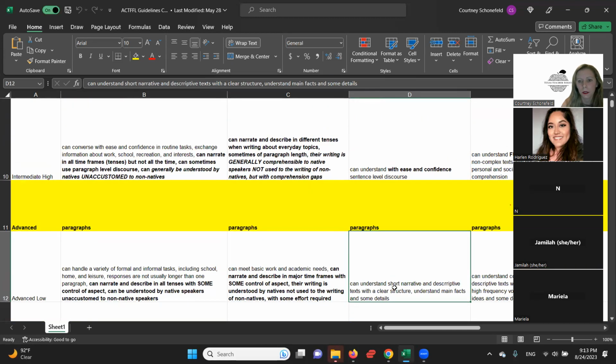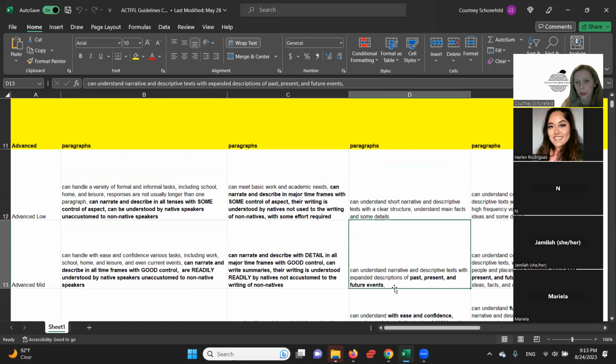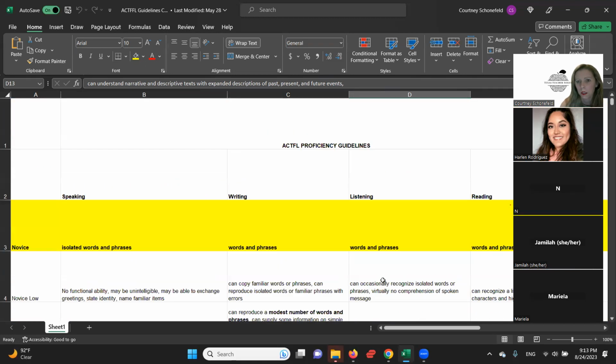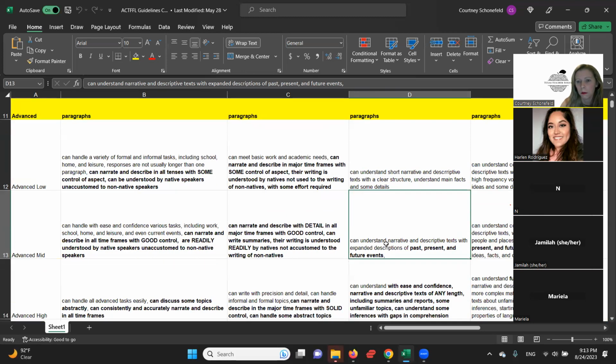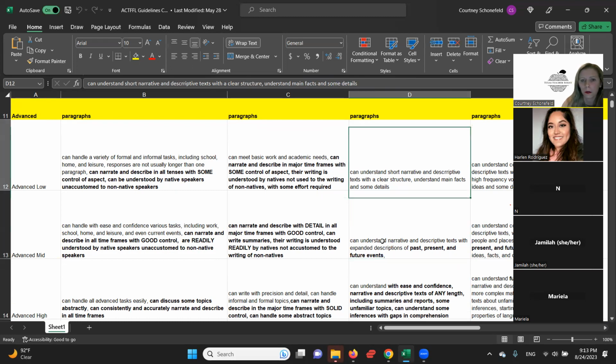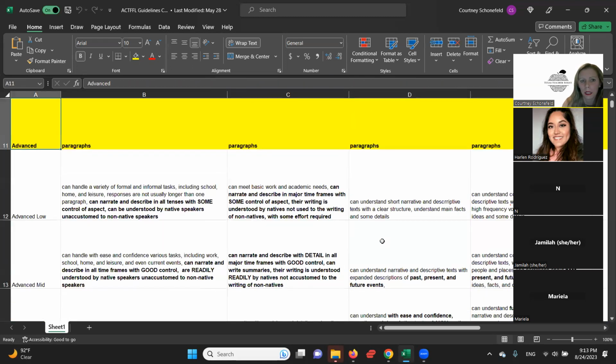And then at the advanced level, they can understand short narrative and descriptive text with a clear structure, understand main facts and some details. This is important. They can understand narrative and descriptive text with expanded descriptions of past, present, and future events. Look how late in the game they learn the different tenses. So for listening, it's not until we get to advanced mid that they can understand different tenses. That's a lot later than speaking and writing.